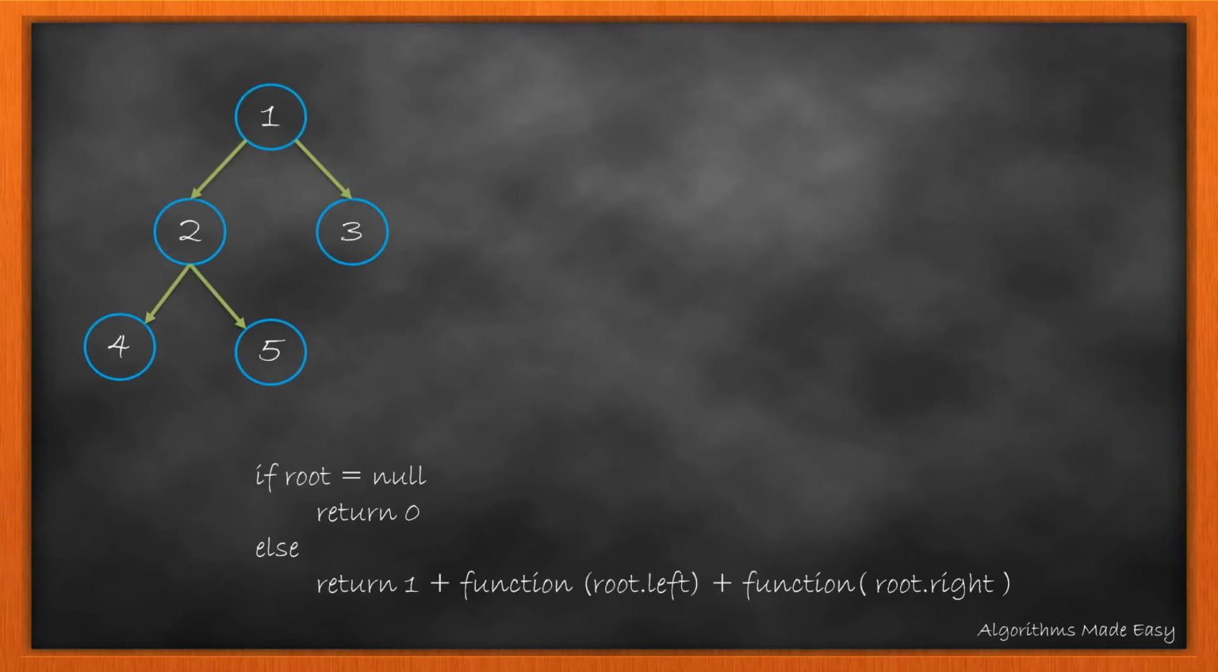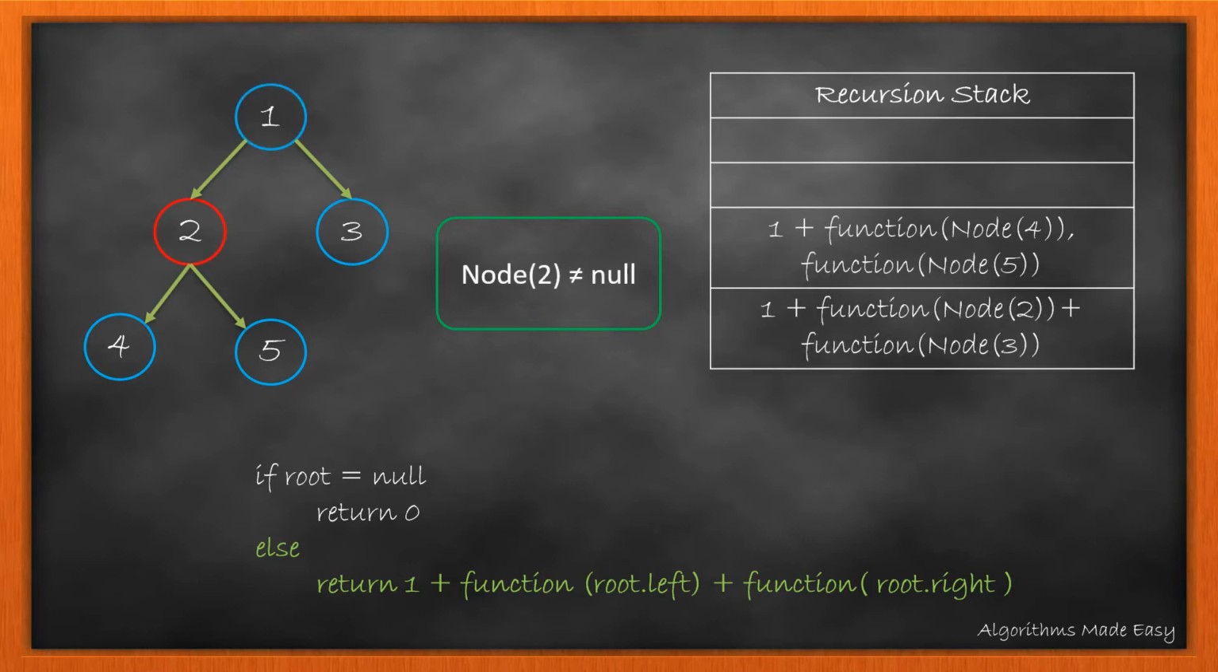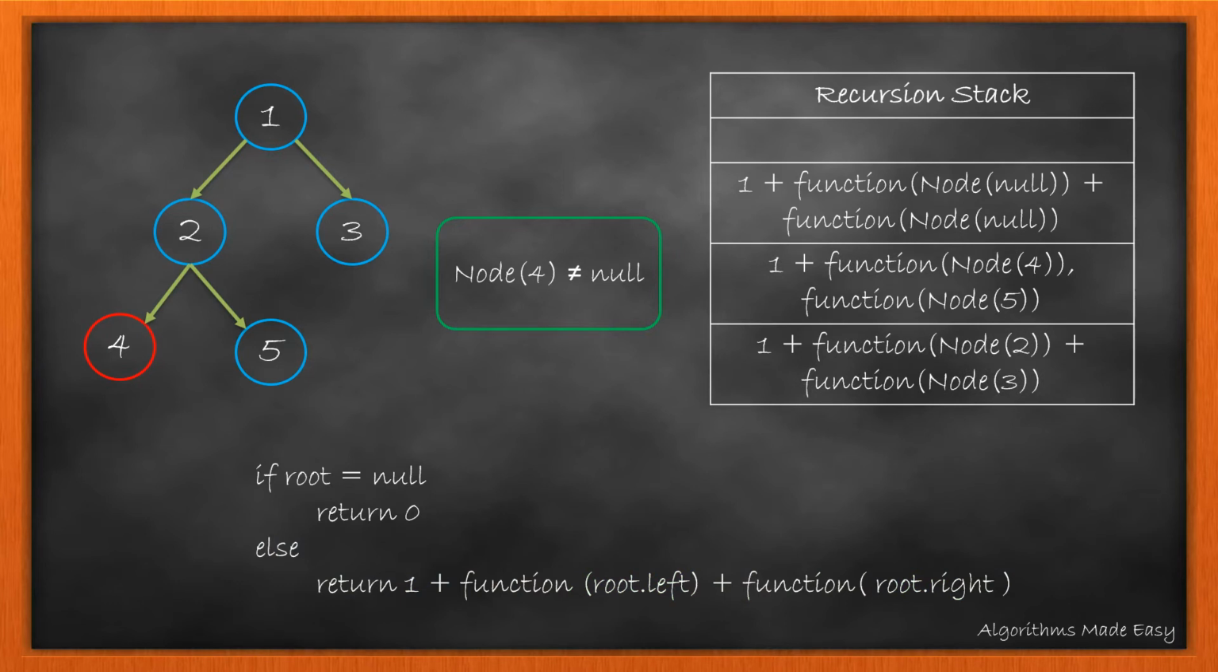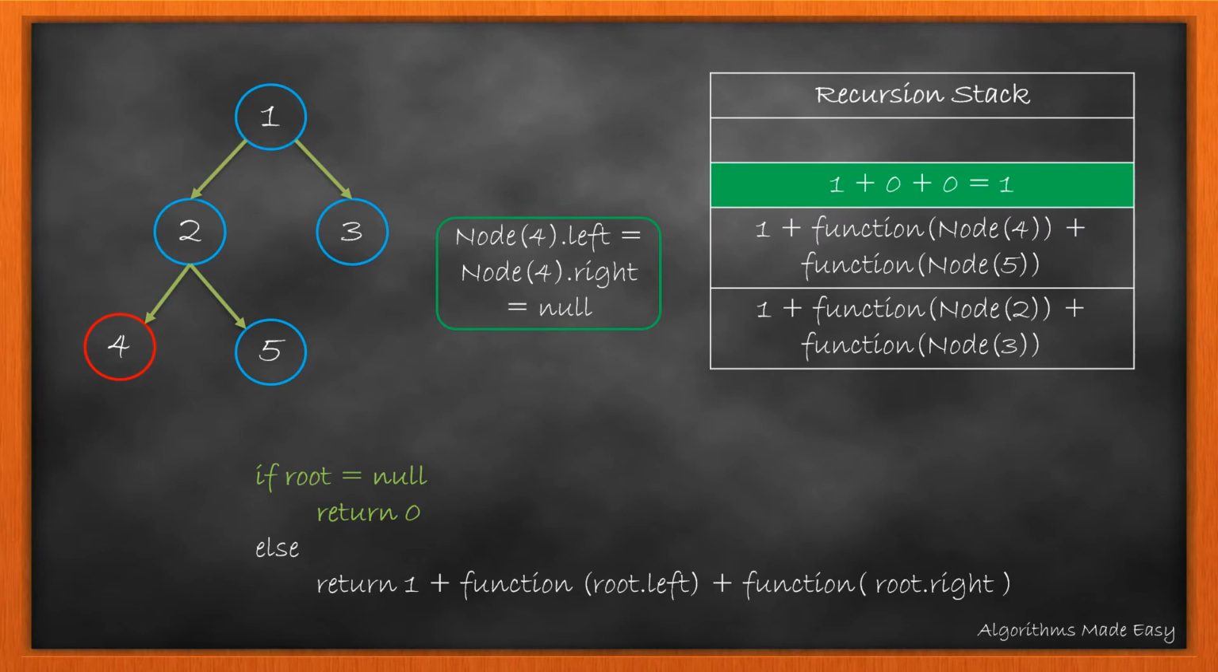Let's take this tree. We will begin with the root node. As it is not null, our recursion stack will add the call to left and right of the node 1, which in turn calls for the left and right for node 2. As 4 is again not null, the function gets called again. But as 4 is a leaf node, the left and right for 4 will be null. Thus, the function on left and right will return 0.